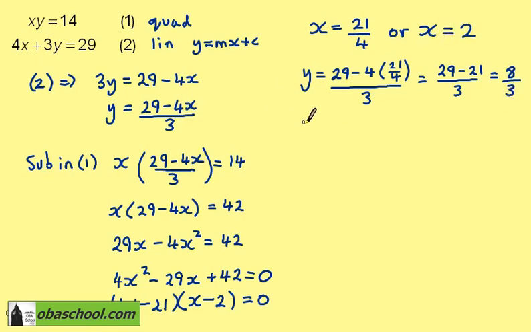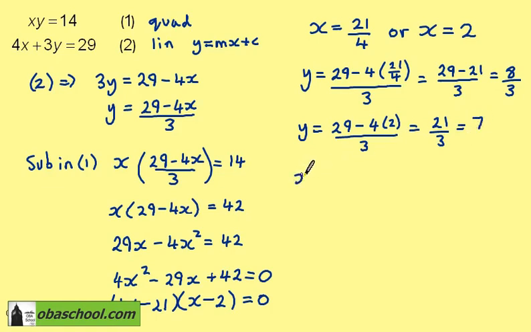Using x equals 2 in this expression, we get 29 take away 4 lots of 2, over 3, which is 29 take away 8, or 21 over 3, which is 7.